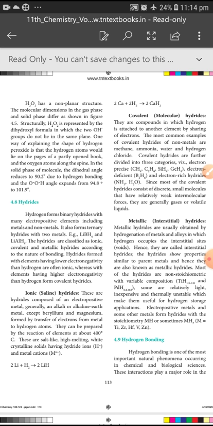Structures may be MH metal hydrides or MH2. Next, let us learn hydrogen bonding. Hydrogen bonding is one of the most important natural phenomena occurring in chemical and biological sciences. The interaction plays a major role in the structure of proteins and DNA.